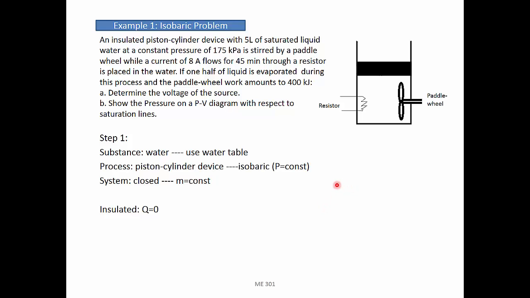So, from the problem statement, we know the substance is water. And there are 2 processes involved. The piston cylinder device used in the problem indicates that the process will be isobaric. Our system will be closed, so my mass will stay constant. And one more important process as identified in this problem: since the piston cylinder is insulated, insulated implies that there isn't any heat flowing in and out of the system, so my Q is equal to 0.